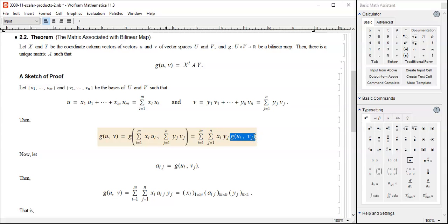And I change the order of multiplication. That's okay, because multiplication is commutative. So instead of xi yj times g, I have xi aij times yj. And what is this? We have this double sigma, where the xi and ai indices match, and the aj and yj indices match. It's a matrix multiplication.